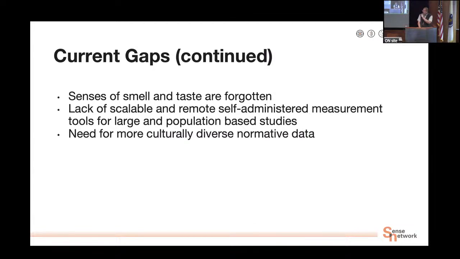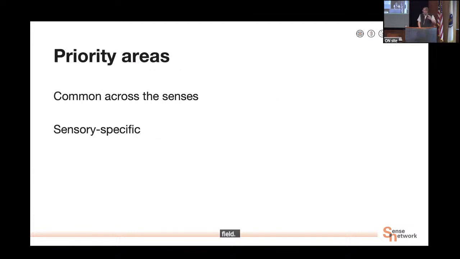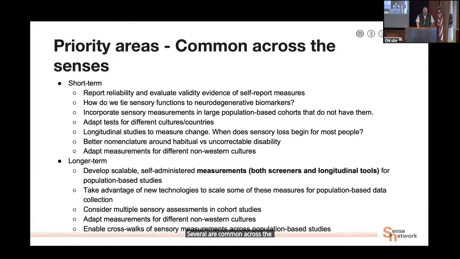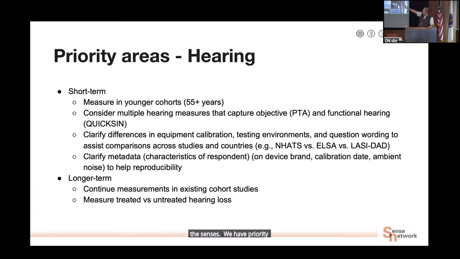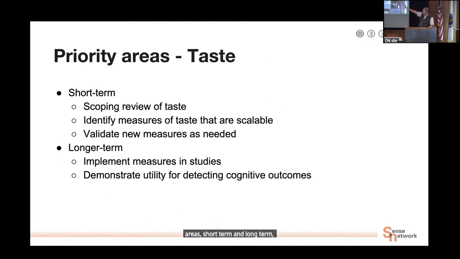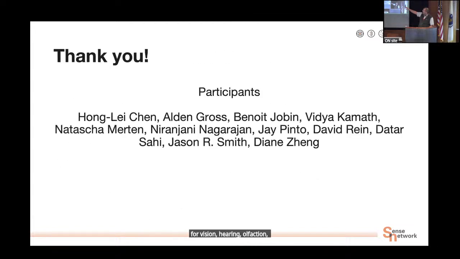We have some current gaps. Then we listed some priority areas. Several are common across the senses and others are sensory specific. You can read these later. These are common across the senses. We have priority areas, short-term and long-term, for vision, hearing, olfaction, and taste.